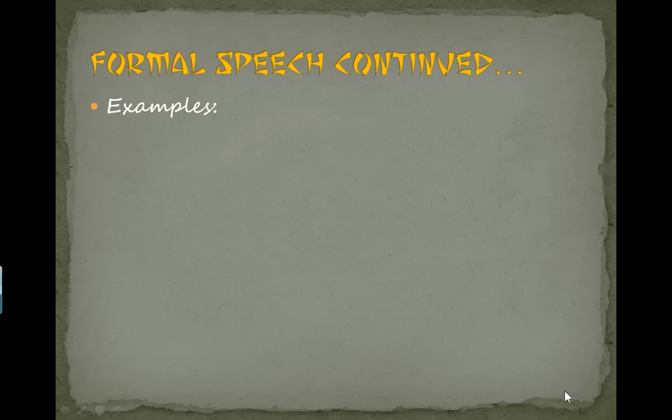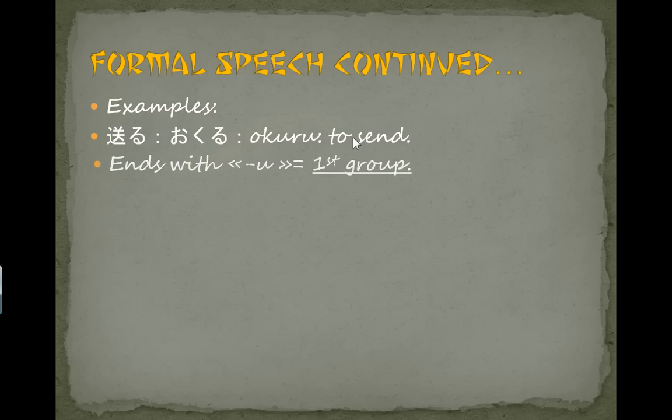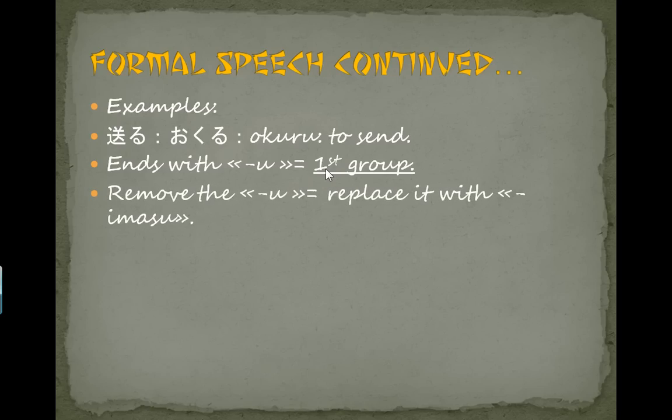Right now you might be thinking, wow, this is so complicated. But actually it's not that hard. Let's break it down together. First example, okuru, which means to send something, like to send an object. As I've covered in my previous video about verb groups, you check the ending of your verb, which is u, which means that this verb is part of the first group. Now you remove the u and replace it with imasu.